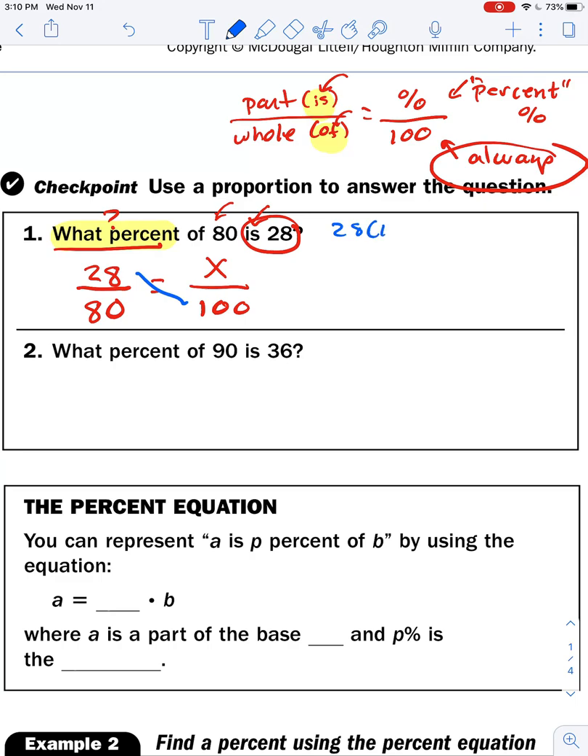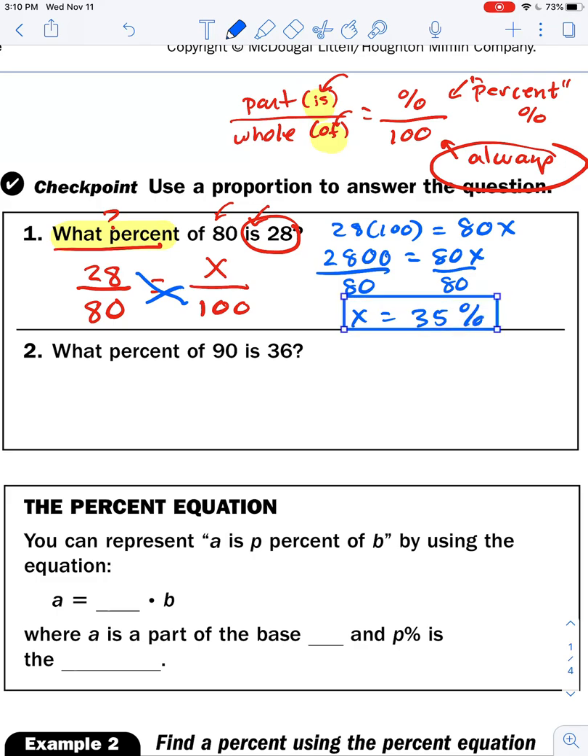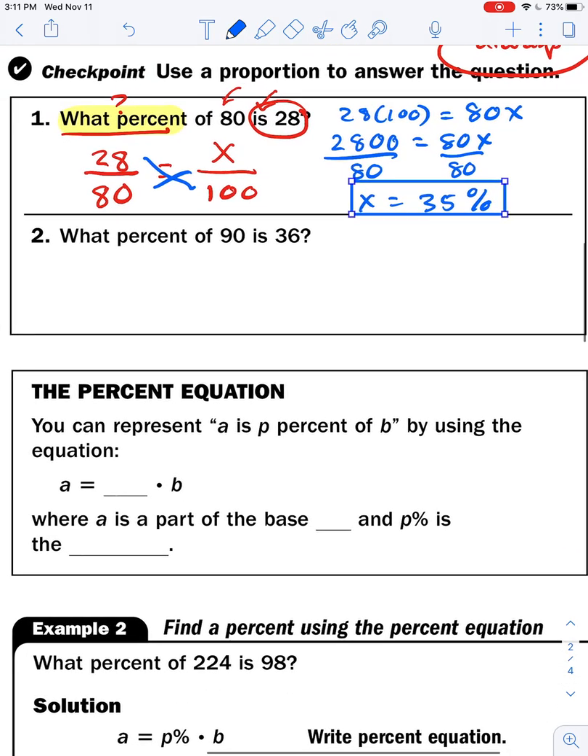Now I go back to what I knew how to do from yesterday, and I cross multiply. So I know that 28 times 100 is going to equal 80 times X. And now I just do what I did yesterday. So this will be 2,800 equals 80x. And if I grab my calculator, because I have to divide that 80 out of there now, and if I take 2,800 and divide it by 80, I end up with 35. And then remember, this was asking what percent. So I would say, okay, 28 out of 80 is 35%.